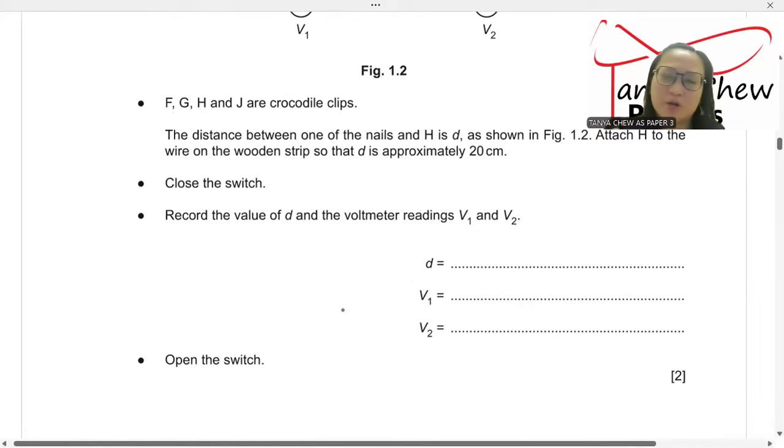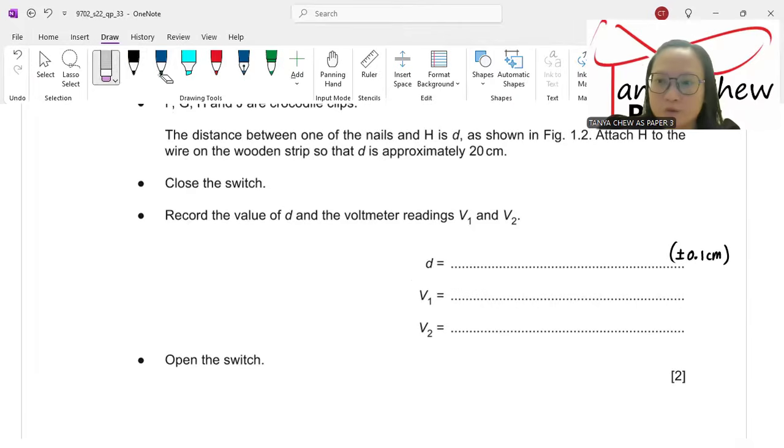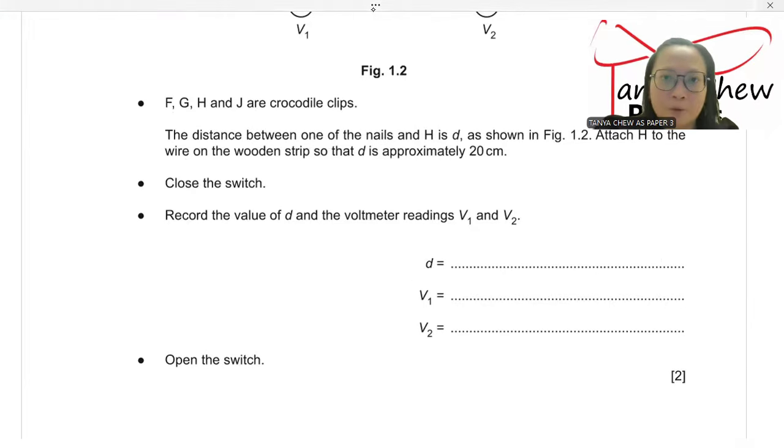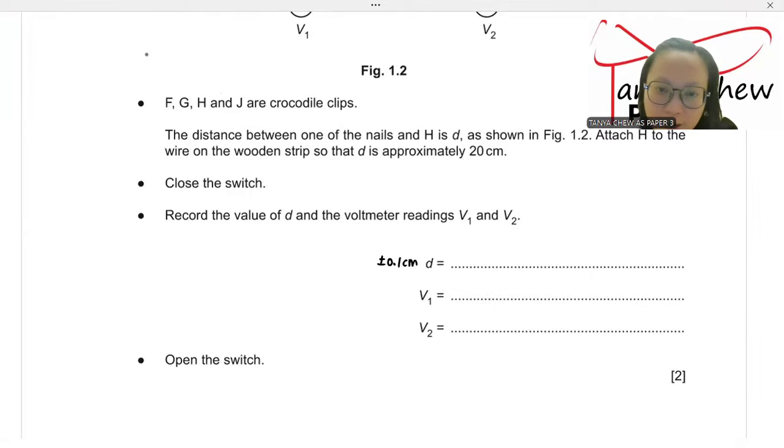D is the length, so we are using the meter rule again. Remember, first thing, what is the absolute uncertainty or the sensitivity or the smallest division of the meter rule? It is plus minus 0.1 cm. If you want, you can write it down just beside it, for you to remember. This is called measured data. Measured data must follow the decimal point of the absolute uncertainty of the apparatus. So 0.1 cm means I have to make sure my D is in one decimal point. So this is 20.0 cm.